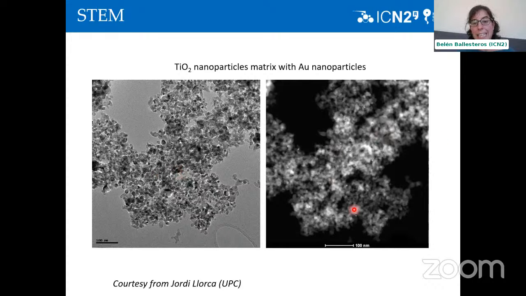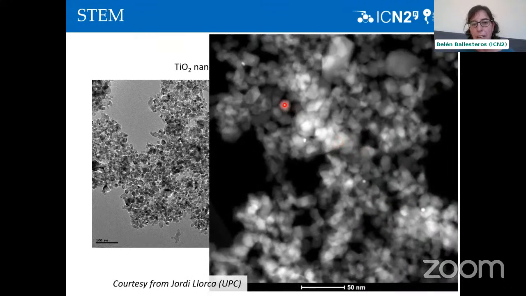If we check this sample in STEM with the HAADF detector, now we start to see that there are some areas that are bright, but there are some specific dots that are much brighter. If we increase the magnification, now we can see clearly where the gold nanoparticles are. You can see these are the gold, and this is something we wouldn't have seen with normal TEM. This technique is very interesting when you have different components in your sample that have very different atomic numbers. So this is very helpful.